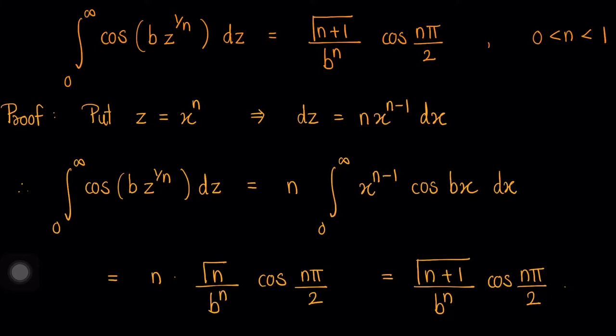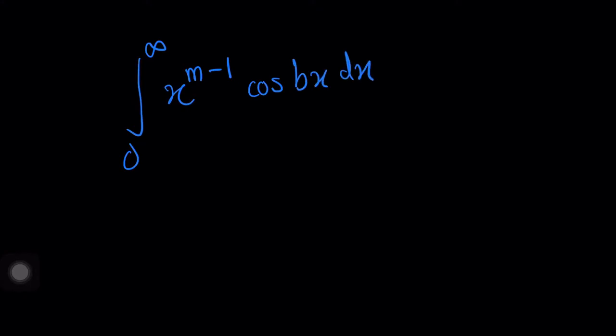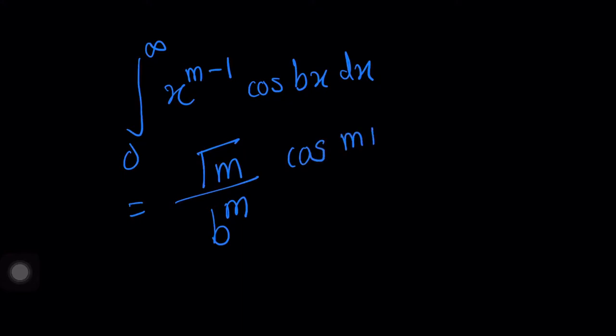Now we have seen earlier one formula, that is the integral from 0 to infinity of x raised to m minus 1 cos of bx dx. The value of this is equal to gamma of m upon b raised to m, cos of m pi by 2. For using this formula, this m should be between 0 and 1.